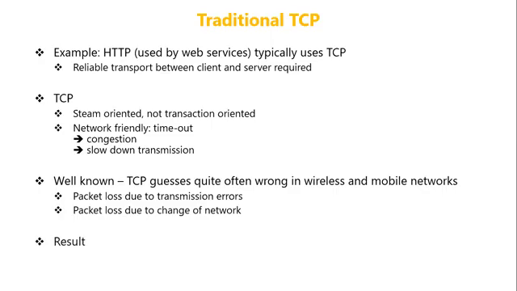So here in wireless networks, if there is a packet loss, that is mainly due to transmission error. But that is not the case in wired network. In wired network, it is due to congestion. So always when there is a packet loss, the TCP will assume that it is a congestion. So that behavior will not help in wireless network. That is the key takeaway point here.